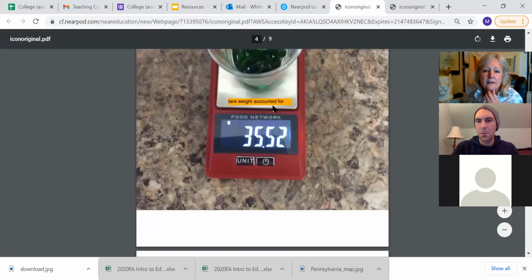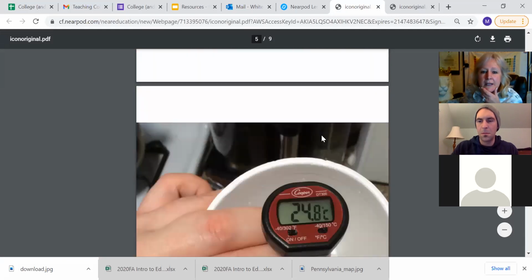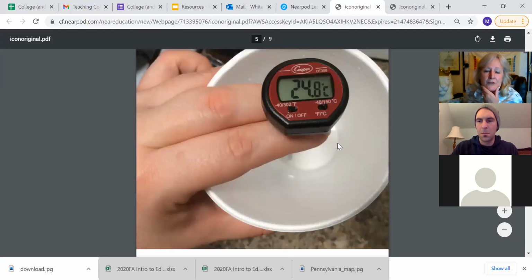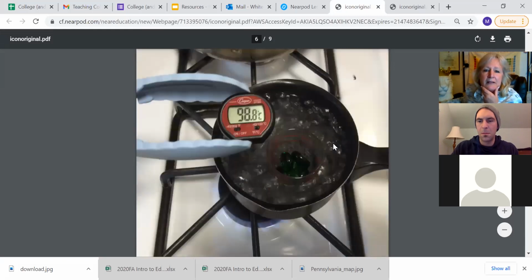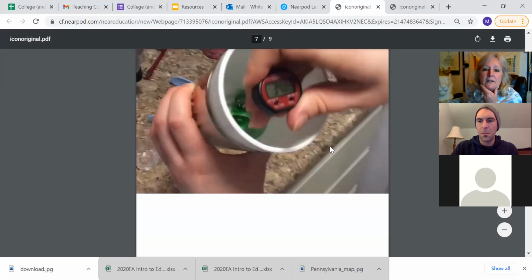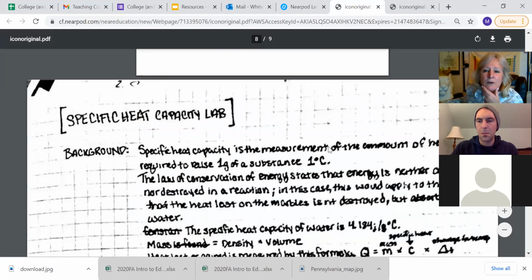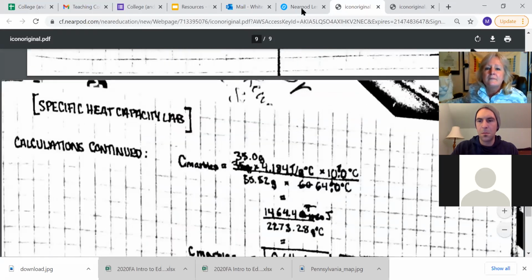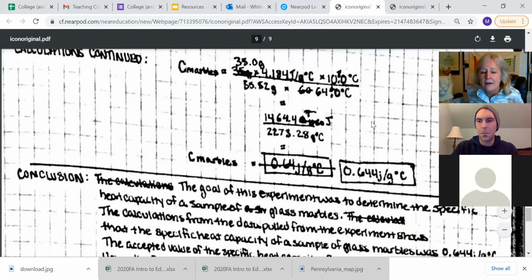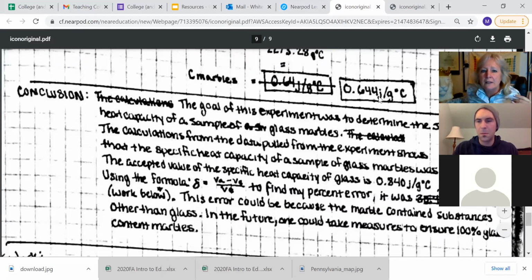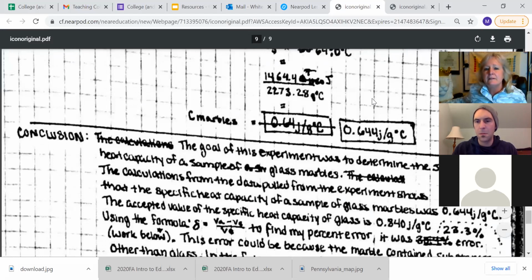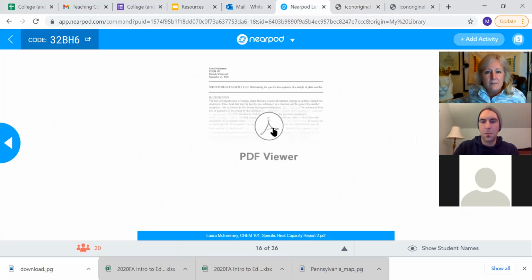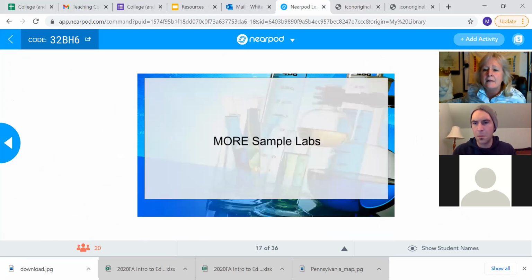So here's another balance that they use, or another scale here. Here's the meat thermometer. It goes to the 10th place. So it has really worked out well. And this is what a typical lab in their lab notebook would look like. I try to get them to only draw one line through it, but that doesn't always happen. And so, again, that was a specific heat capacity lab.